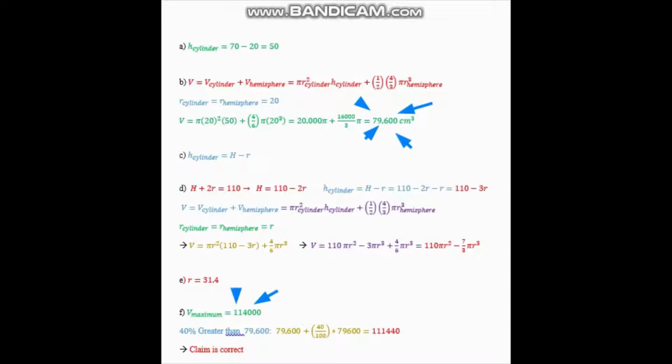Hence, the result shall be 111,440. I added the number plus 40% of the number to each other, and I obtained this value right there. Now, my volume is 114,000. 40% greater is 111,000 only. So the claim is correct. The new trash can is even more than 40% greater than the volume of the old trash can.